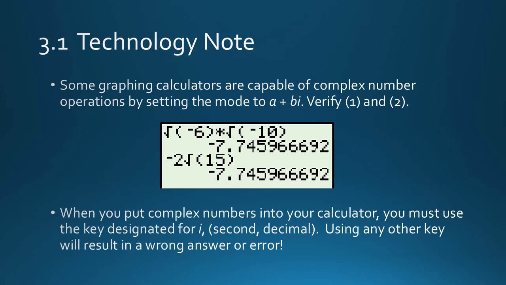One more really important thing. When you put complex numbers in your calculator, you must use the key that is designated for i, for this particular value of i. And that key is the second, then the decimal. And you'll see it there in the second color. Any other key will result in a wrong answer or an error. So do not use the alphabet i. Use the i that is specifically set apart to equal the square root of negative 1 on your calculator. And again, that is the second button and then the decimal.